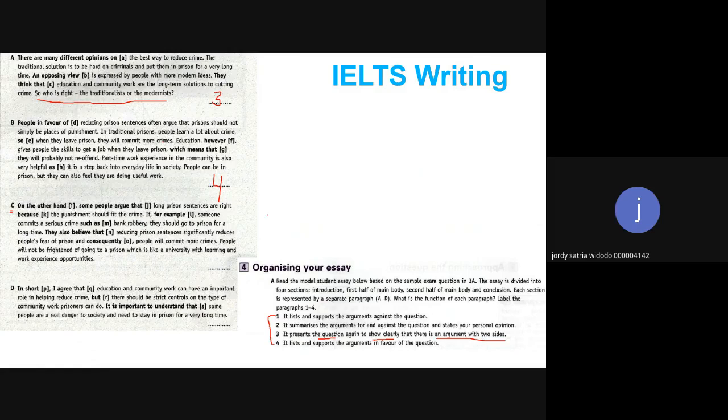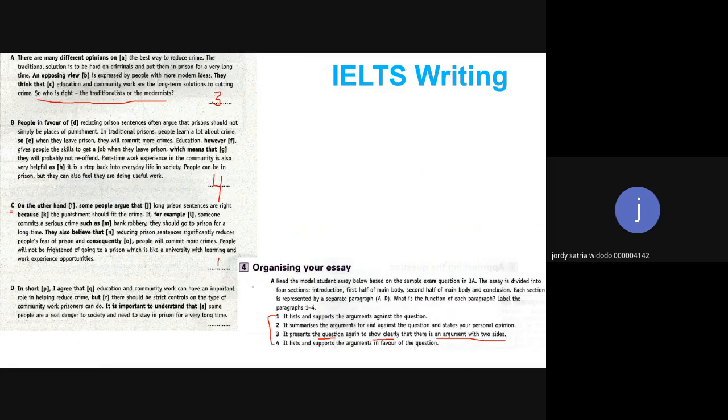Yeah, C is number one. It leads and supports the argument against the question. It's one. So the body paragraphs, there are two paragraphs. Consider the body, and they need to support whatever is asked in the questions. Yeah, in the first paragraph, the introduction.